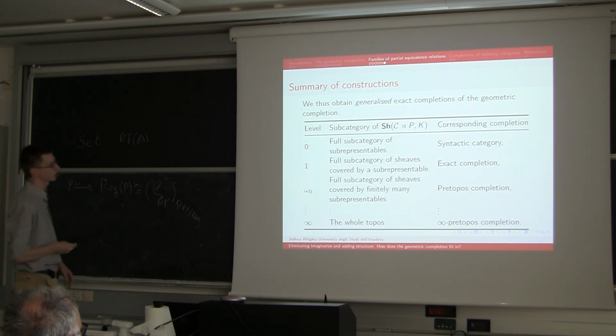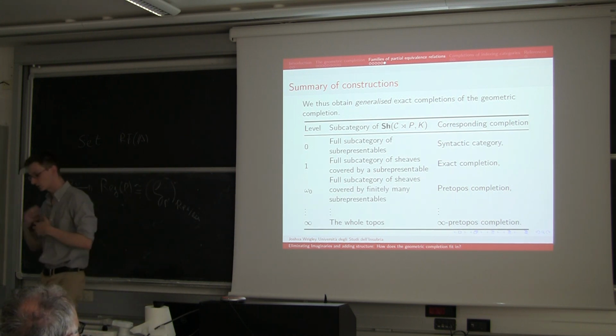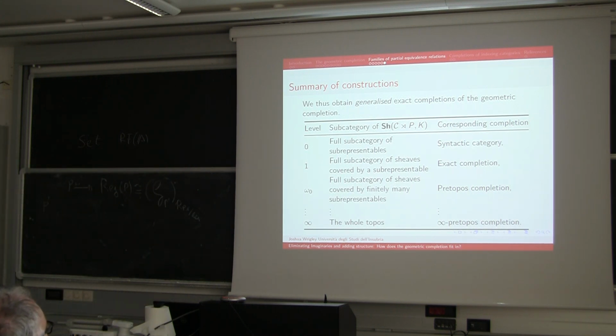So these categories that we're taking are these generalized exactness completions, in that we're adding the objects interpreting partial equivalence relations. They have all of the exactness properties you would want, but we haven't started from something with finite limits, and so we don't end up with something with finite limits. But what is interesting is that when you take the whole topos, which is to say you take infinite families of partial equivalence relations of a geometric completion, then you do end up with something with finite limits, and you do end up with a Grothendieck topos.